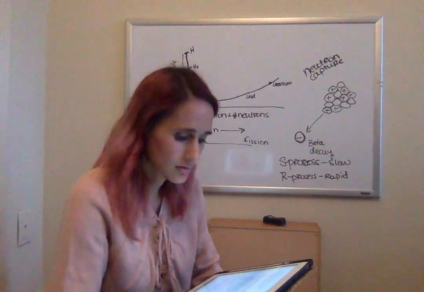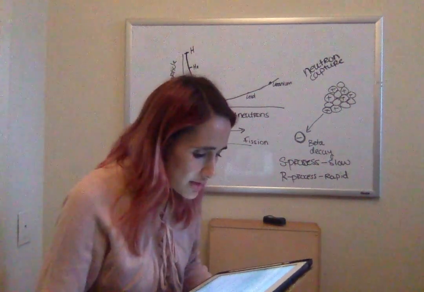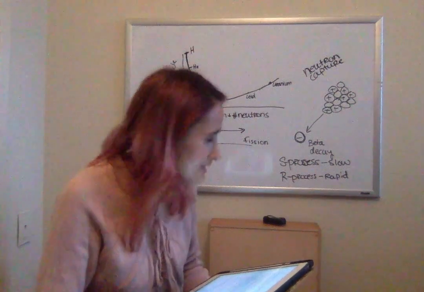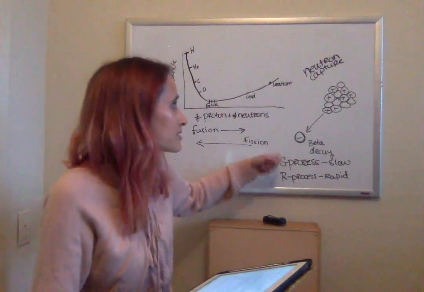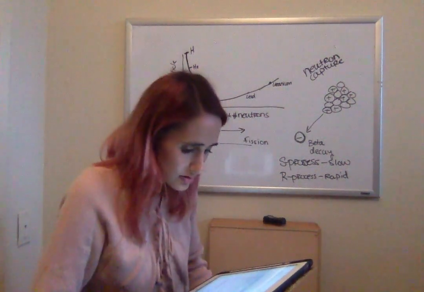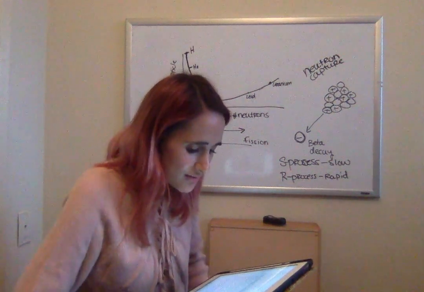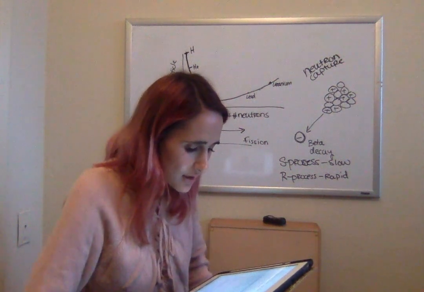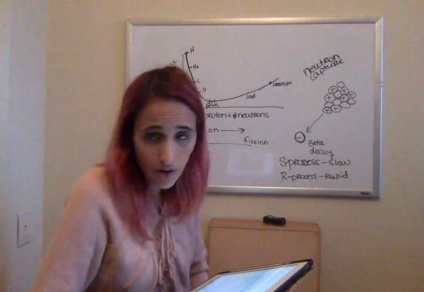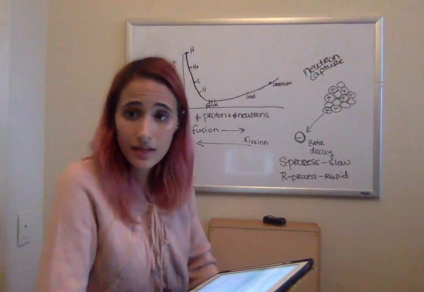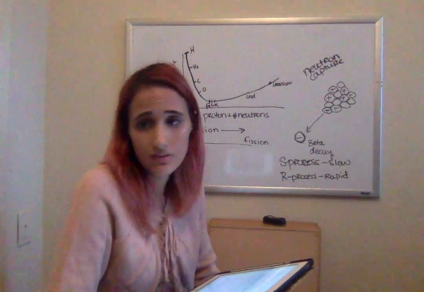Most are made by the S process and the R process. That is true. That is the 2 types of this neutron capture. And most are made by fission reactions involving uranium and other rare earth elements. That is false. Some are made, but not most of them. Just a couple of them are made that way.